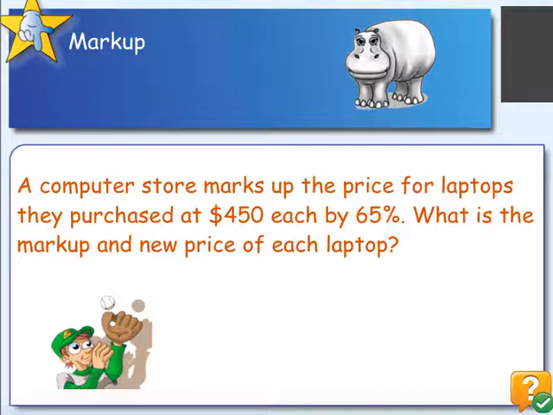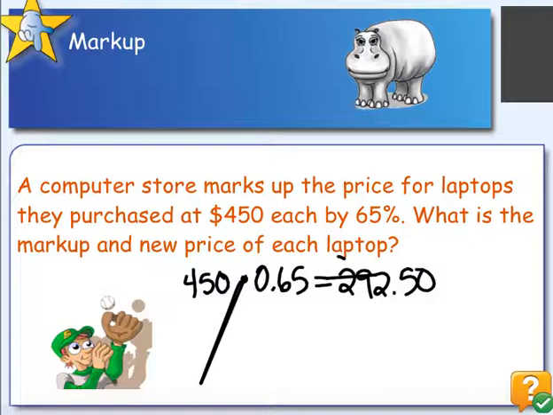So a computer store marks up the price for laptops they purchased at $450 each by 65%. What is the markup and new price of each laptop? So I want to add 65% of this on top. So I'm going to say, what is 450 times my percentage, which is 0.65. When we do that, 450 times 0.65 gives me $292.50.